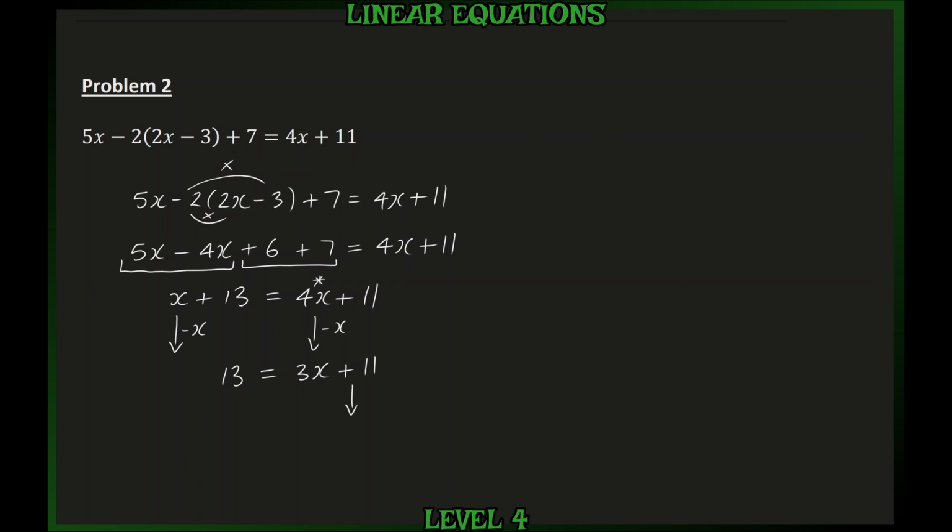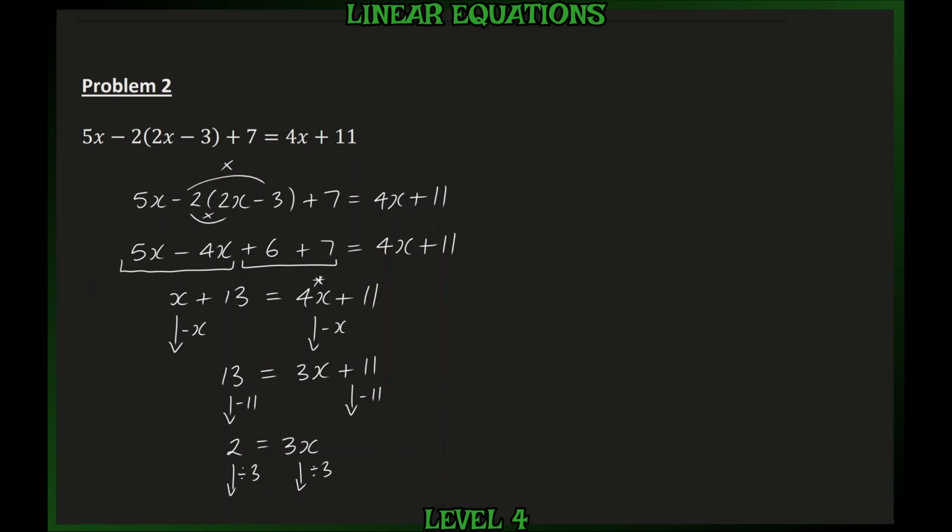So we can remove the plus 11 by using its inverse, which is minus 11, and do exactly the same on the left. And on the left, 13 minus 11 is 2, and on the right, the plus 11 and the minus 11 cancel out, and we're just left with 3x. To finish off, we want to remove the times 3 in front of the x, so we divide both sides of the equation by 3.